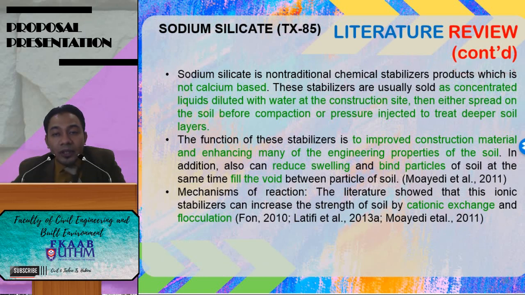This is what we call the pozzolanic reactions. So for the sodium silicate, actually sodium silicate is a non-traditional chemical stabilizer. This is a water-based stabilizer. The function of this stabilizer is to improve the construction material and enhance many of the engineering properties of the soil. In addition, it can also reduce swell. This stabilizer can reduce the swelling and bind particles of the soil, and at the same time fill the void between particles. This is the function of the sodium silicate, TX-85.